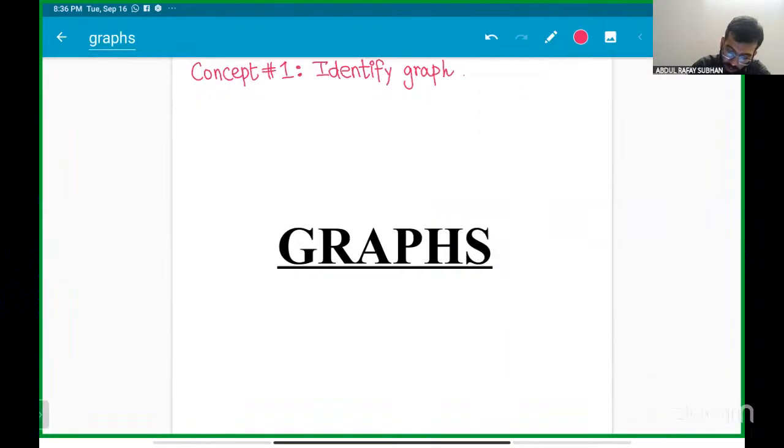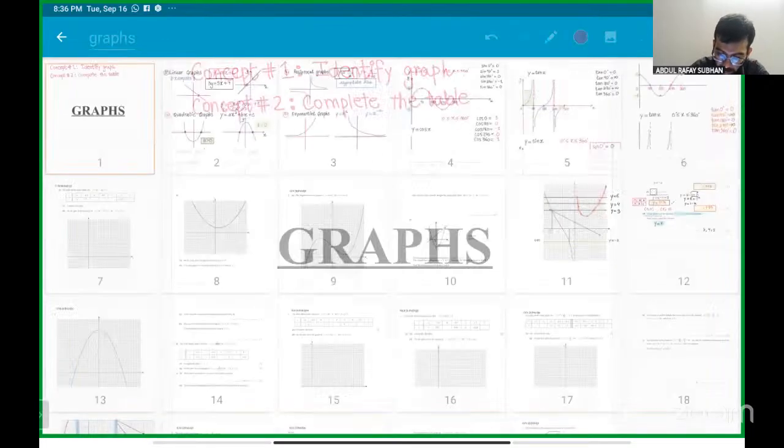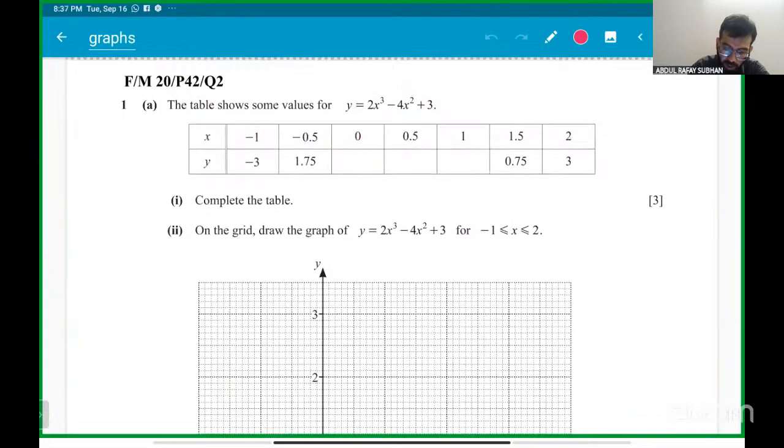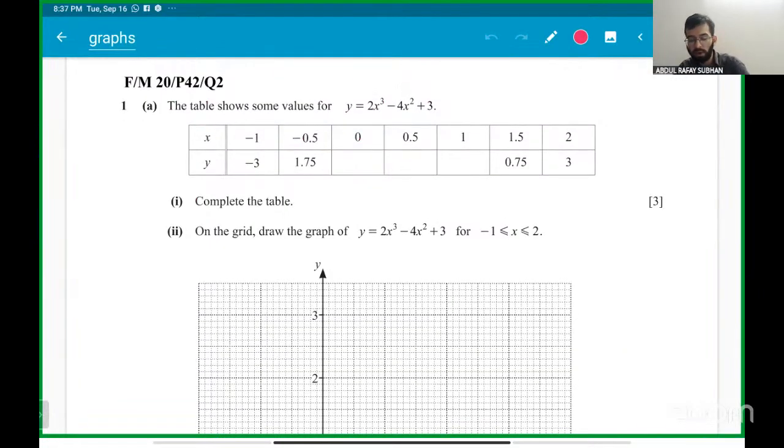Right. Then we have set concept number two, which we are discussing now. Concept number two will be completing the table. Complete the table. Nobody, even the weakest of the weakest students, always gets this wrong. Complete the table. It's a free mark. Every question that will come in the exam, they will give you some free marks. That's why graphs have to be done with complete patience.